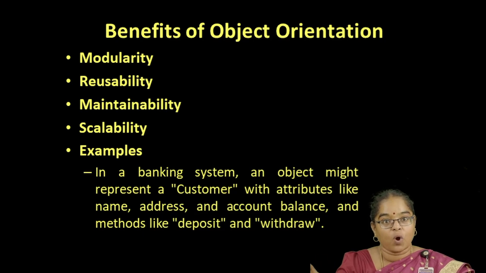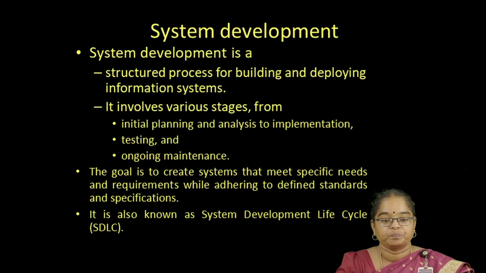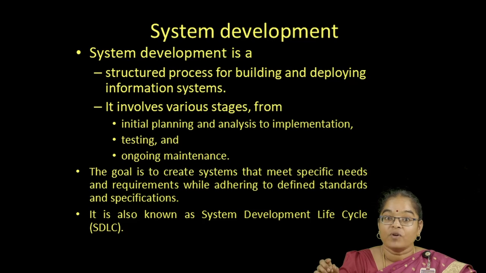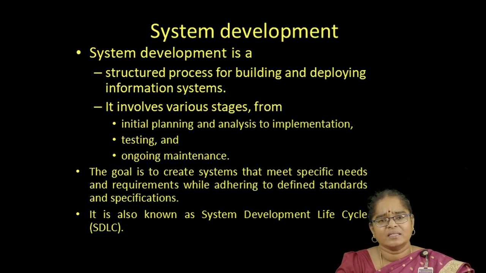Customer is one object. The object has different classes like that. And system development. System development is simply a process of information processing system development. Yes, developing software with the help of objects, classes, attributes and methods is known as the process of system development. It involves various stages from initial planning, testing and implementation like that.